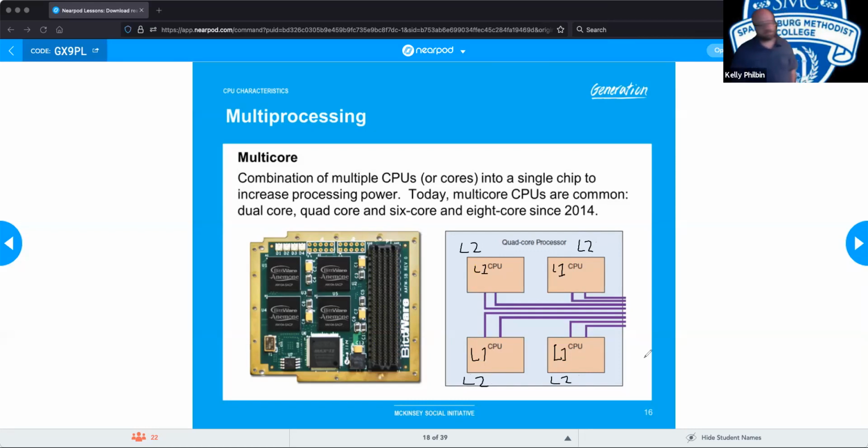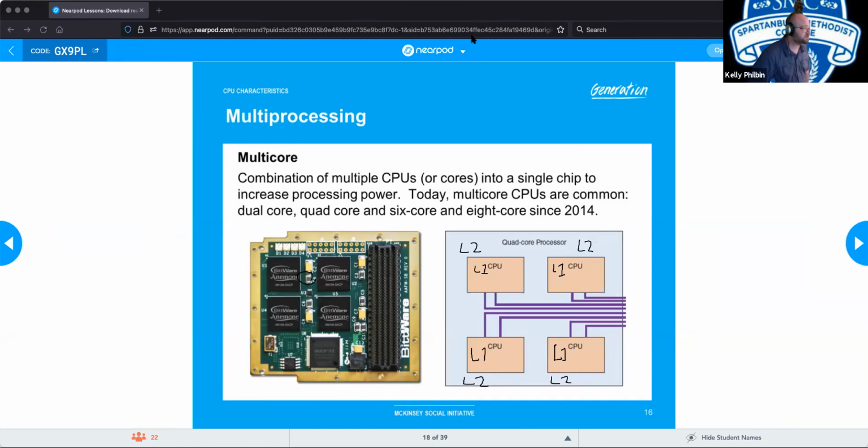It's not as expensive. Level what? Level 2 cache is right outside of the CPU, just on the outside. Level 1 is built into the CPU. Level 2 is just outside the CPU. I believe this is it right here.